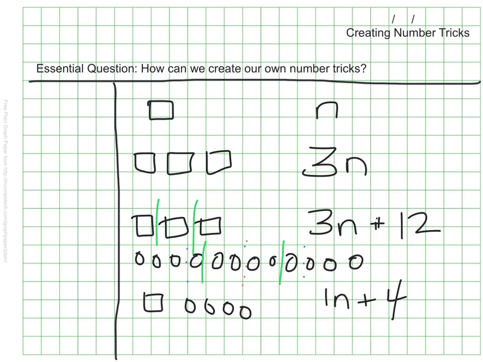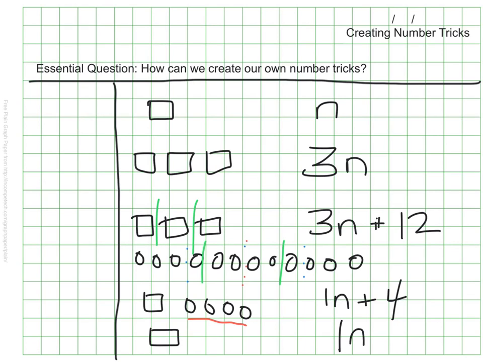Now, if I want them to get back to their original number, whatever their original number is, I just have to get rid of those last 4 pieces, right? These little guys are the extra piece that I have to get rid of. So I could tell them to take away or subtract 4. If they did that, they would just have their 1n remaining, right? And they'd be back to their original. 1n, of course, is the same as just n by itself.